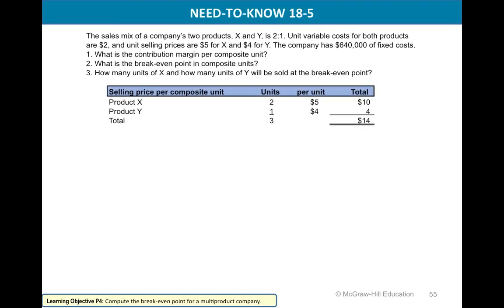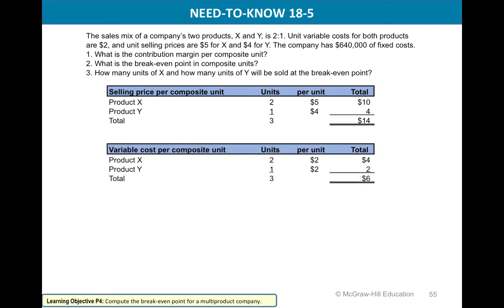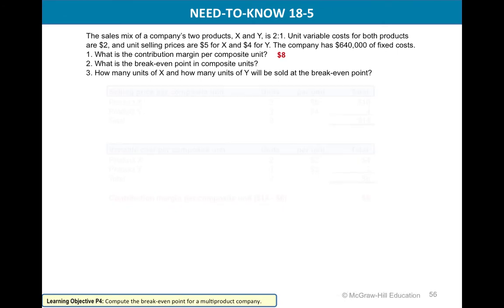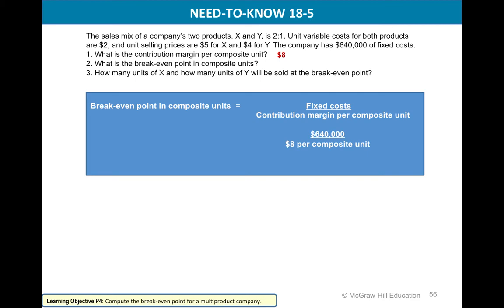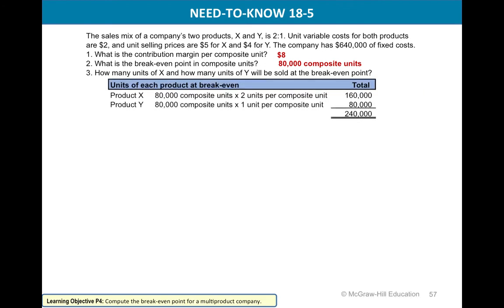And we see here, the first part, you always want to calculate the contribution margin per composite unit. So we see here it's going to be $8. Again here, take the break-even composite units. Here it's going to be 80,000 composite units. How much is the break-even point?